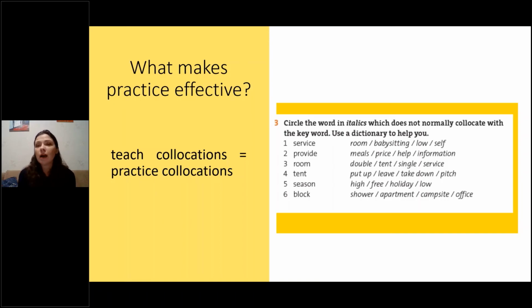Find maybe examples, not just cross out the word, but also find examples from the internet or maybe from the book where these collocations are used. Again, they will remember them and they will have no other idea to use some other word than just the correct collocation. Of course, the higher the level is, the more complicated collocations are.